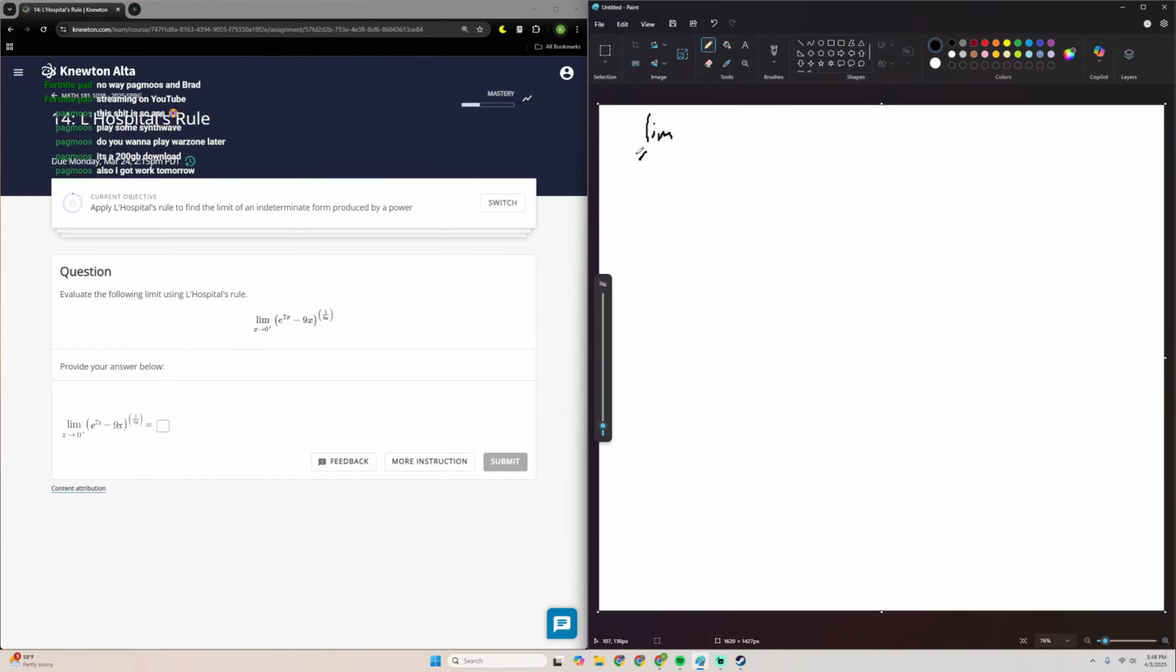The limit as x goes to 0 plus, e^(7x) take away 9x, multiplied by 1 over 6x. Okay. Doing the natural log, this becomes 1 over 6x.